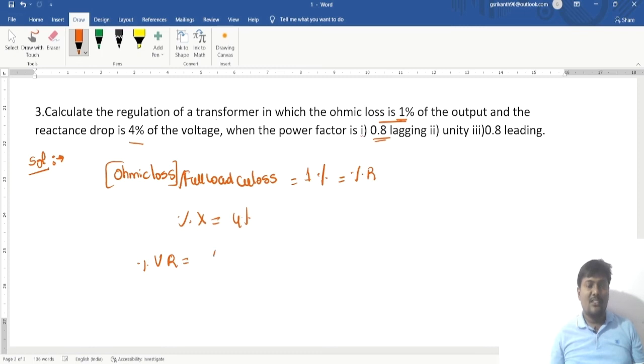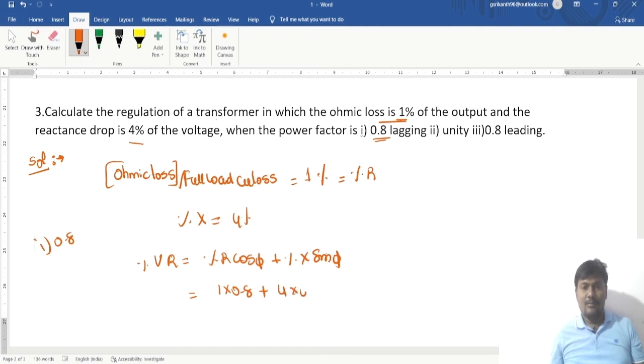Then you can calculate the voltage regulation for 0.8 lagging power factor. Percentage voltage regulation is equal to percentage R cos phi plus percentage X sin phi. Plus is for lagging power factor. So substitute here 1 into 0.8 plus 4 into 0.6, 2.4 plus 0.8, that should be equal to 3.2%.